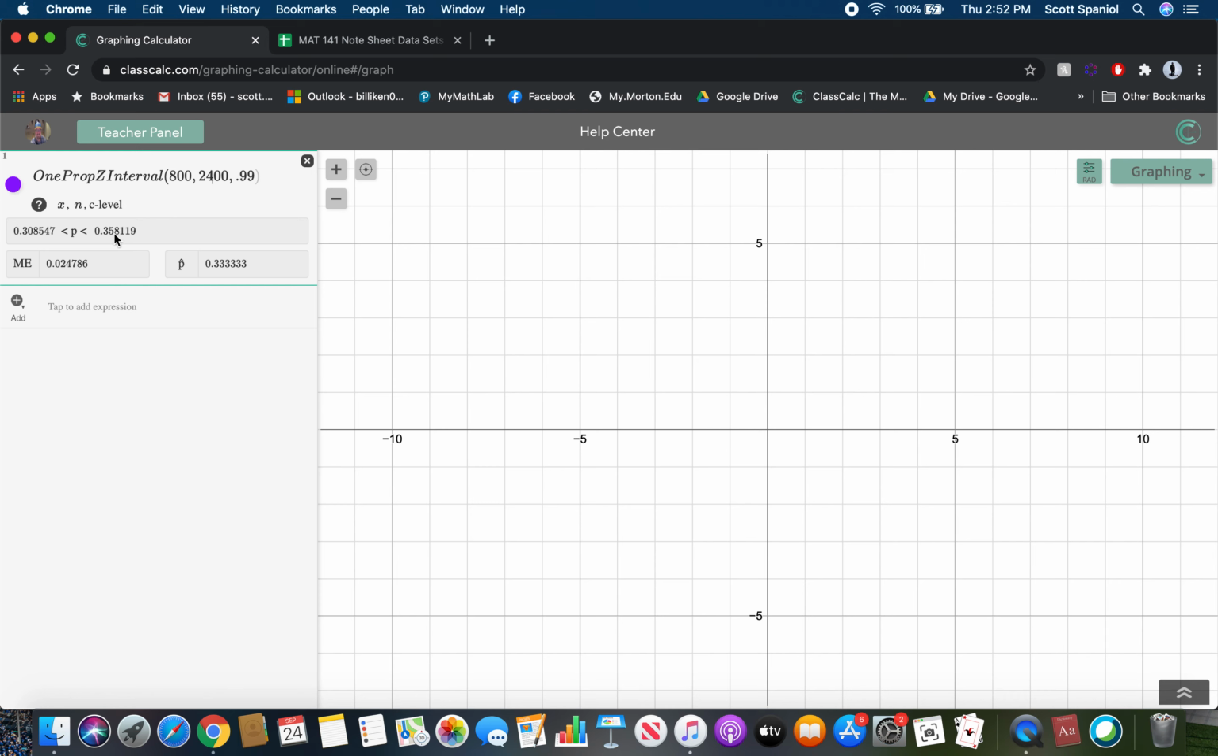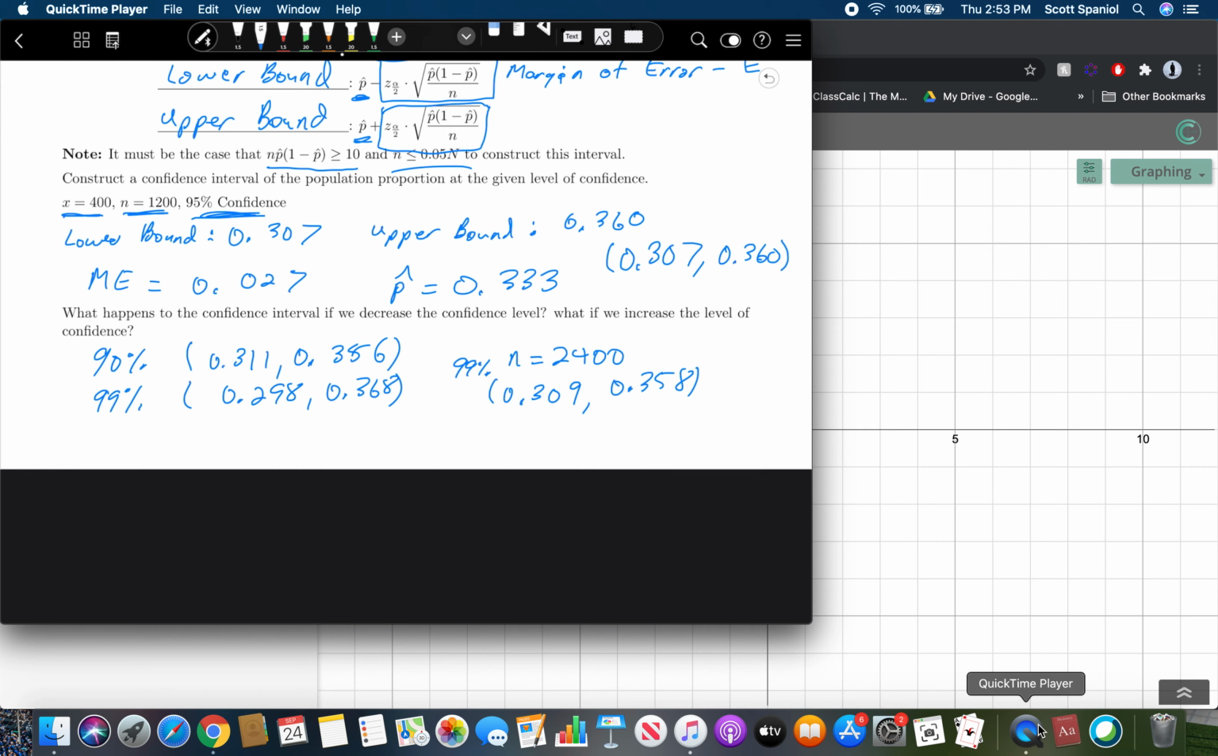Well, they get a little bit smaller. They get actually much smaller. If I double the sample size, so now this is with n equals 2400, I get 0.309, comma 0.358. And this is still with 99% confidence. So what you should notice here is as I increase the sample size, the confidence interval got smaller as well, right? The bottom number got bigger and the top number got smaller, so they got closer together.